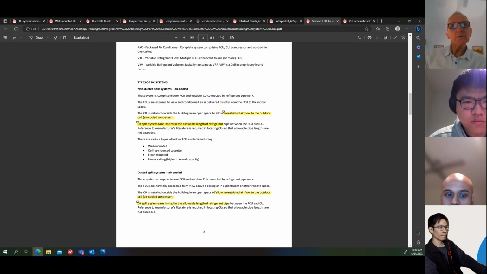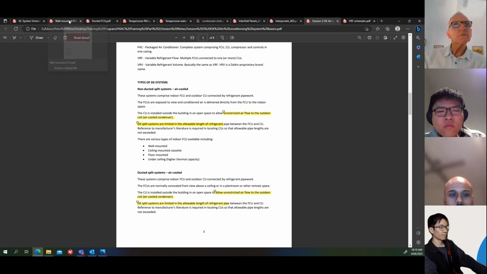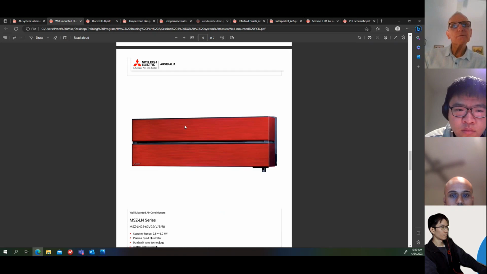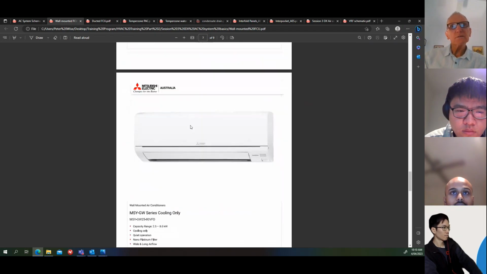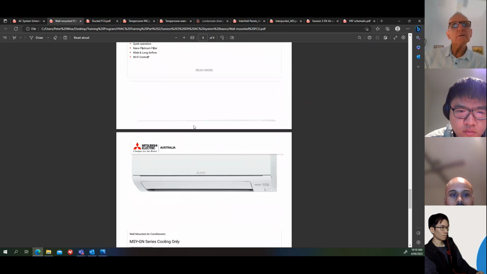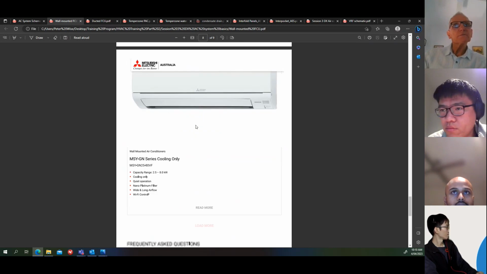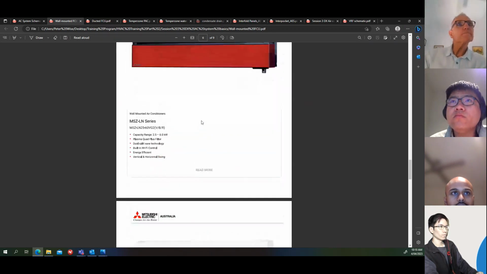Non-ducted split systems, air-cooled. In this case, we've got an indoor fan coil unit and outdoor condensing unit connected by refrigerant pipework. Fan coil units are exposed to view, and conditioned air is delivered directly from the fan coil unit to the indoor space. So I've got a picture here of typical sorts of things. This is a Mitsubishi brochure that I grabbed just to have a look at. So these are the wall-mounted fan coil units. You can get ceiling-mounted cassettes or under-ceiling units for high capacity. So you've all seen those. You've probably got them at home.